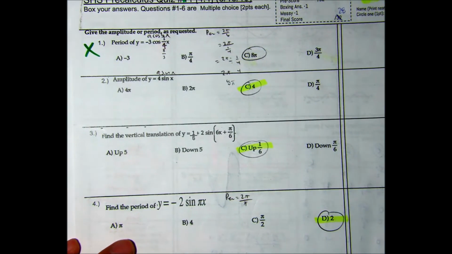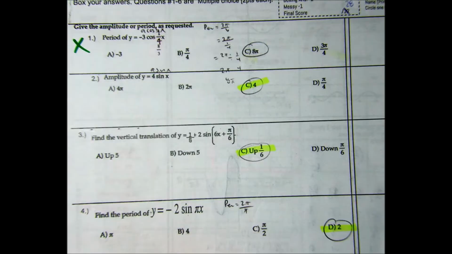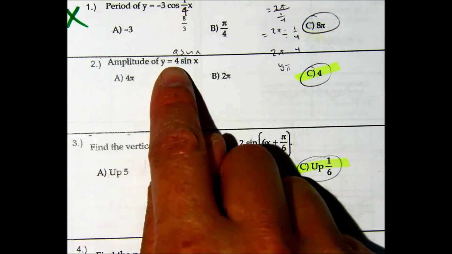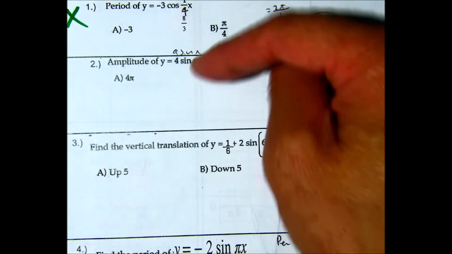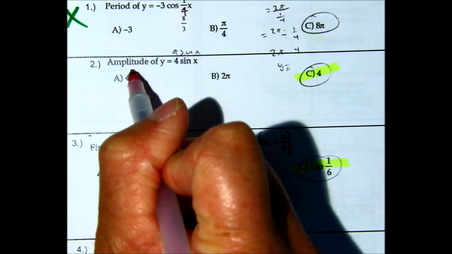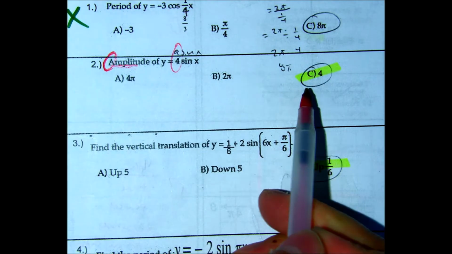Number 2, what is the amplitude of y equals 4 sine x? Well, it'd be helpful to write your letters right above it. So essentially you have a sine x. Your b value would just be a 1, so it doesn't change anything, but you want the amplitude. Amplitude is the letter a, so a is equal to 4, which is letter choice C.